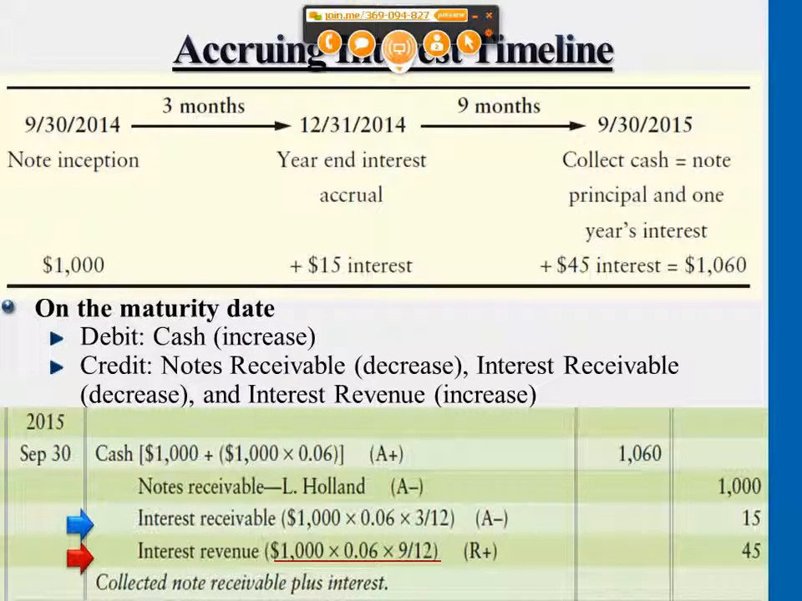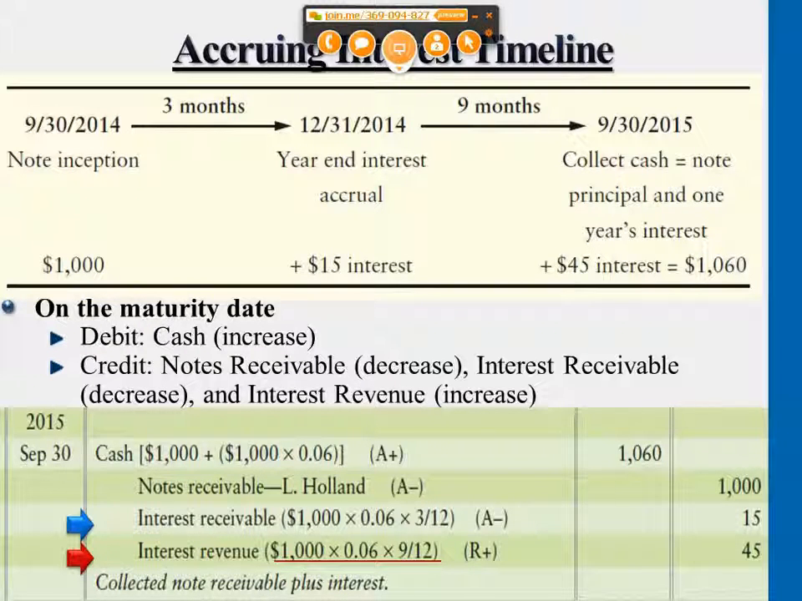And the third entry would be this entry. So there are 3 time points: creation of the note, and then at the end of the year when we want to recognize the part of interest that accrued, and also September when it reaches the maturity date, the due date for the note. Then we make this journal entry here.